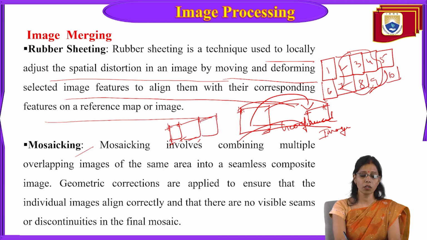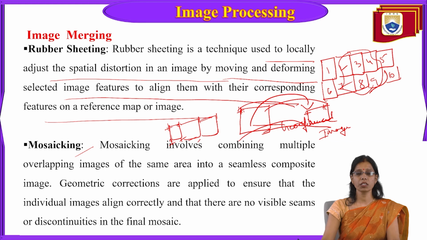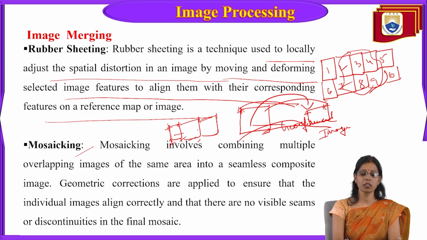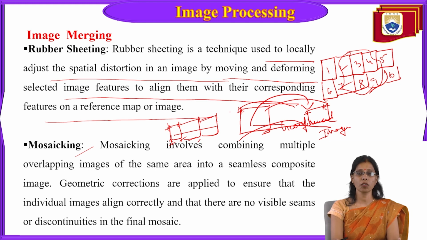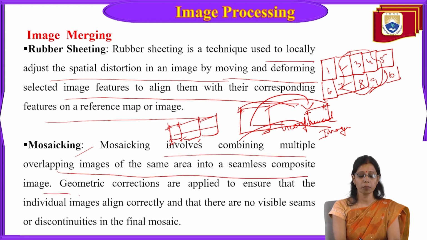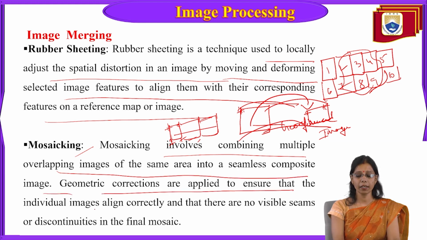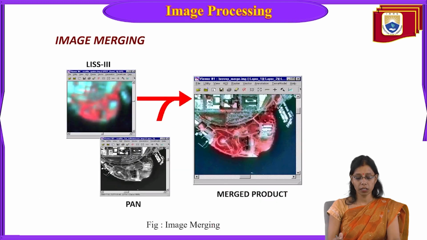We just assign all the coordinates and run the georeferencing process, and later we stitch the image with the mosaicing process. So what happens? The three images will convert into a single image. It's called mosaicing. Mosaicing involves combining multiple overlapping images of the same area into a seamless composite image. Geometric corrections are applied to ensure that individual images align correctly and that there are no visible seams or discontinuities in the final mosaic.